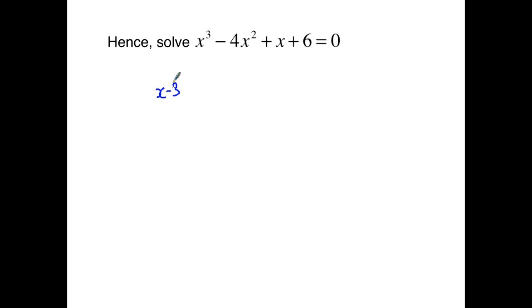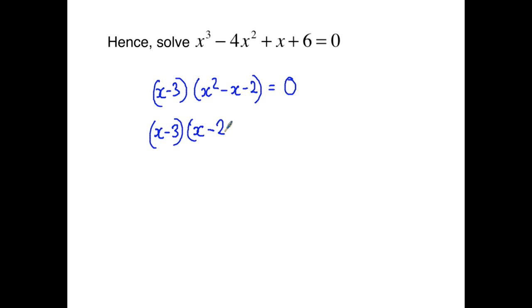Holding that thought for a minute, if we have already used division to get ourselves to this point, we should be able to solve this equation. We've got a factor here, and we've also now got a quadratic. That quadratic could be solved by factorising, or if that's not an option, completing the square or the quadratic formula, just like any regular quadratic. This one does factorise quite nicely, so that will become x minus 2, x plus 1. And therefore, if those are the factors, then the roots must be at 3, 2, and minus 1.